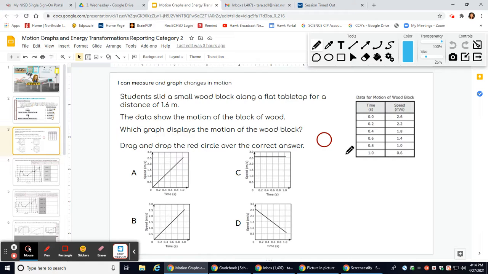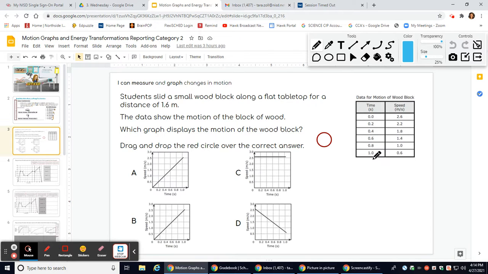So first of all, what you want to look at is your data. So here in the table, we have time and speed. Remember, speed equals distance divided by time. So this is a speed time graph. Okay, so as we look at the data here, we can see that our time is increasing from 0 to 0.2 to 0.4 to 0.6 to 0.8 to 1.